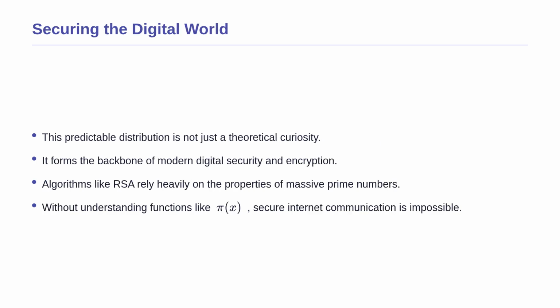This predictable distribution we just discussed is not just a theoretical curiosity. It has massive real-world impact. It is the backbone of modern digital security. Every time you buy something online or send a secure message, your data is protected by encryption algorithms like RSA. These algorithms rely heavily on the properties of massive prime numbers. If we did not understand how to count and locate primes using functions like the prime counting function, secure internet communication would be completely impossible.